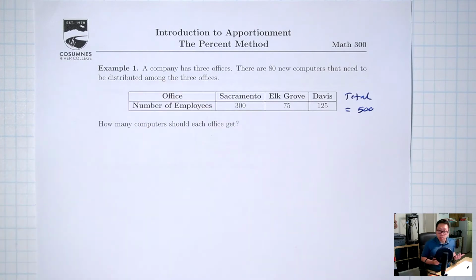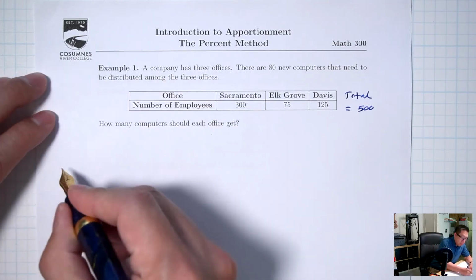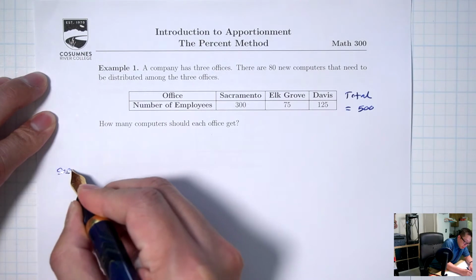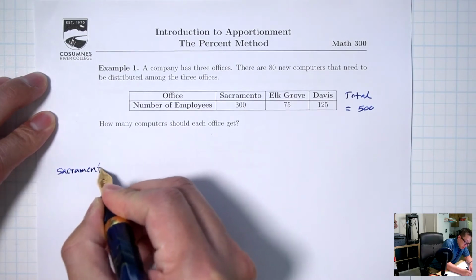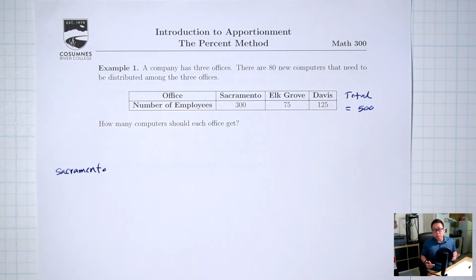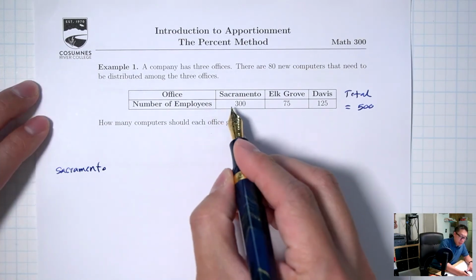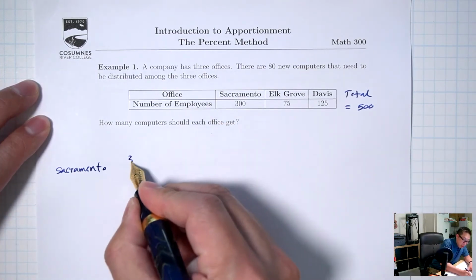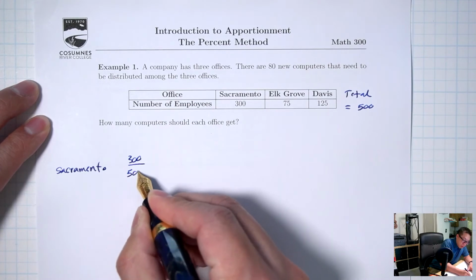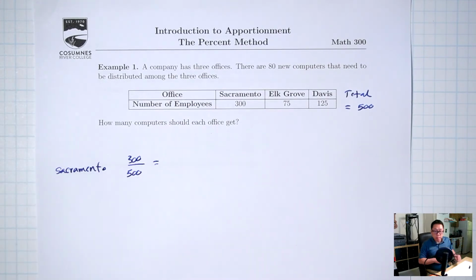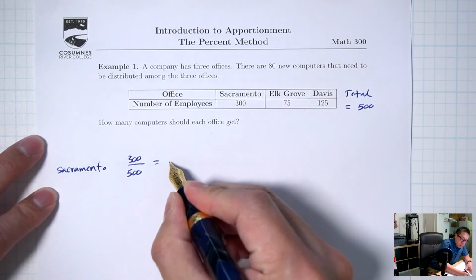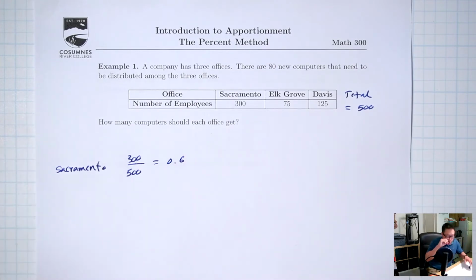Sacramento has 300 of them. What percent is that? To find out, what we're going to do is we're going to take 300 and divide it by the total. So 300 over 500. 300 divided by 500. You should get a decimal. 0.6. That's a decimal. As a percent, what percent does that represent?